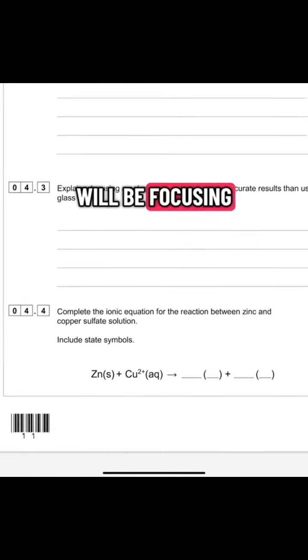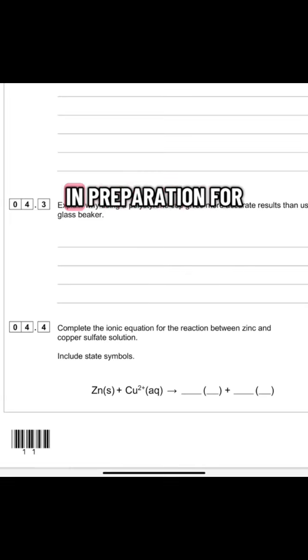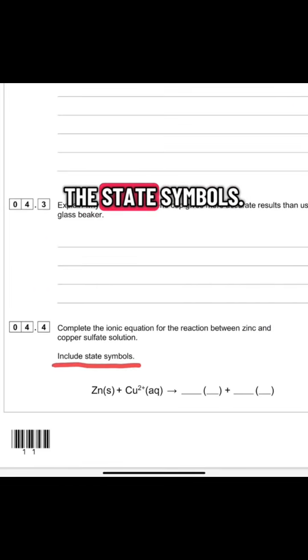This week I will be focusing on Chemistry Paper 1 content in preparation for your mock exams. Let's go through question 4. Complete the ionic equation for the reaction between zinc and copper sulfate solution. As part of your answer, you need to include the state symbols.